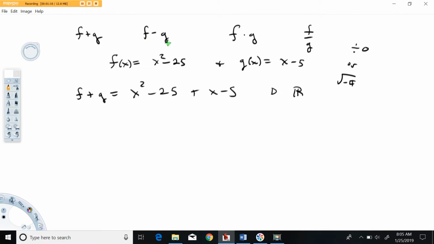Let's take a look at this one, f minus g. So that's going to be this function minus this function. I strongly suggest you use parentheses when you're doing these. This, of course, can be simplified. Oh, why not? I'll go ahead and simplify this one. So this one's going to be x squared. There's no linear term here. And then here's a linear term, minus x. And then negative 25. That's going to be plus 5, so minus 20.